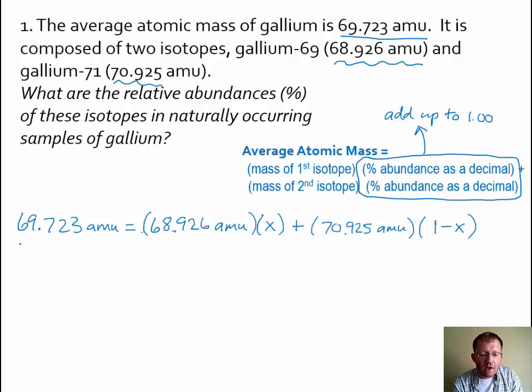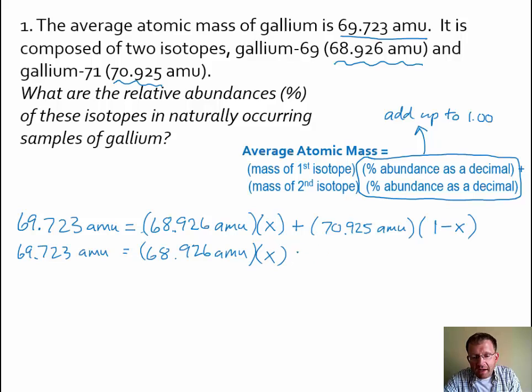So I'm going to rewrite this equation, 69.723 AMUs, on the next line, and 68.926 AMUs times x yet, plus 70.925 times 1, hopefully you don't need your calculator for that one, 70.925 AMUs.